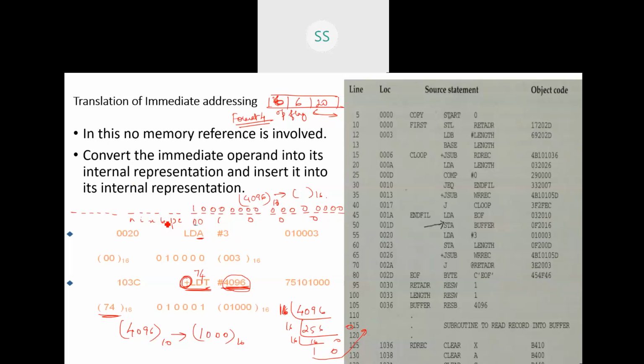Now next is I'm using the format. Which format I'm using? The 4th format. So that's why my E value has to be 1. Okay. What about my 74? 74 is like 0.